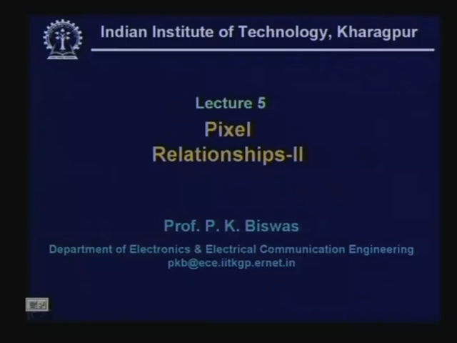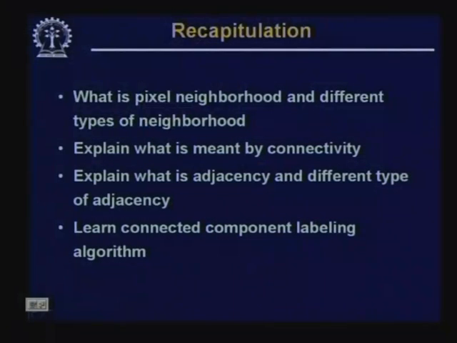In our last class, we started our discussion on pixel relationships. Today, we will continue with the same topic. In the last class, we saw what is meant by pixel neighborhood, and we also saw different types of neighborhood. We explained what is meant by connectivity. We saw what adjacency is and different types of adjacency, and we also saw a connected component labeling problem.